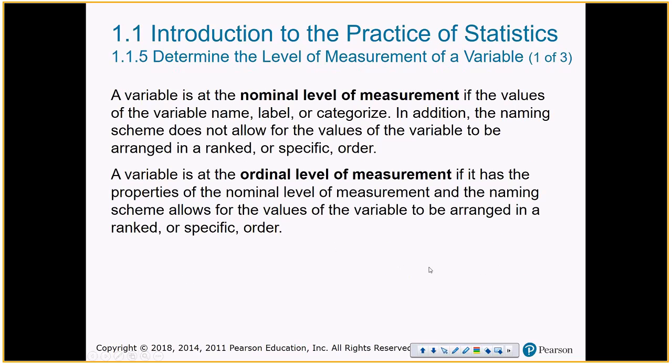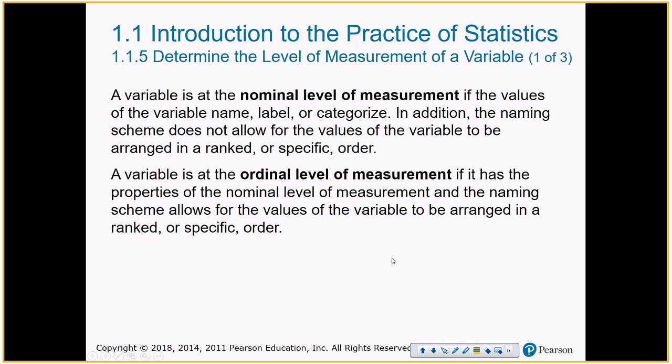Okay. I don't test you on this, but you need to write it down for future classes as well as standardized tests. Nominal level of measurement. How you measure things. Nominal pretty much encompasses everything. Nominal is the values of a variable name, label, categorize. In addition, the naming scheme does not allow for the values of the variable to be arranged in a ranked or specific order.